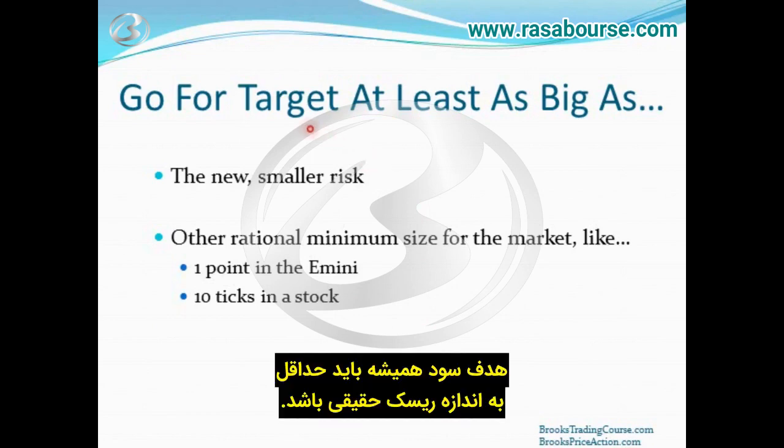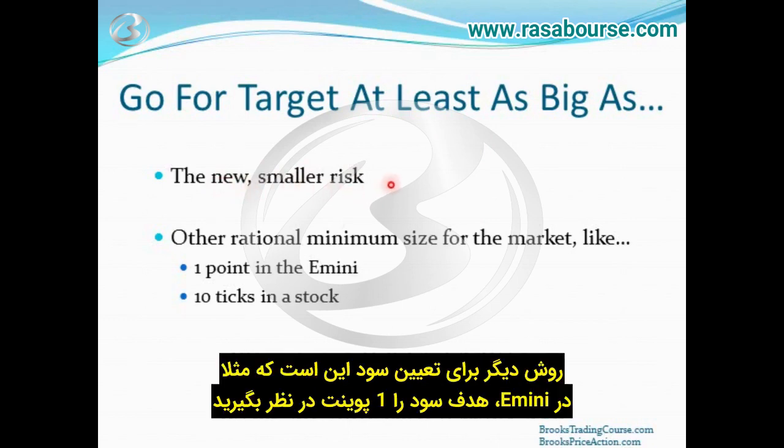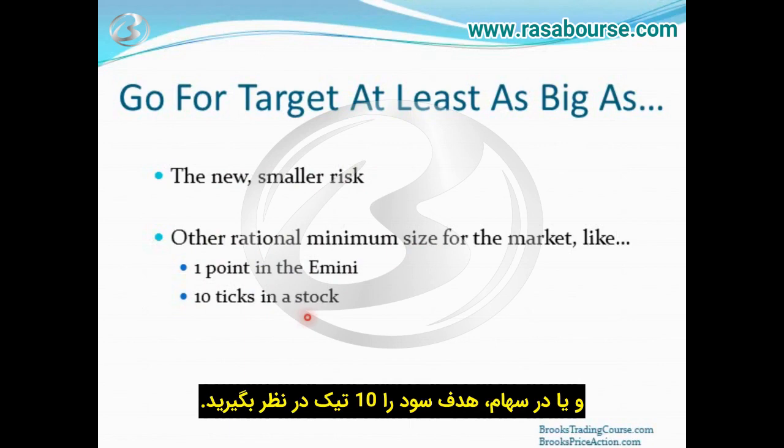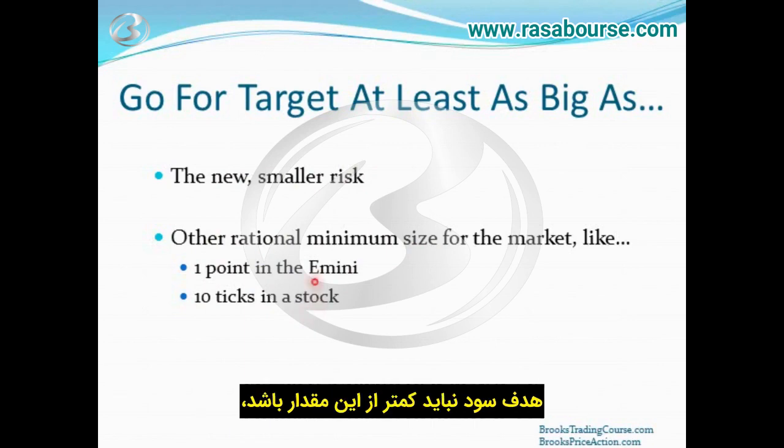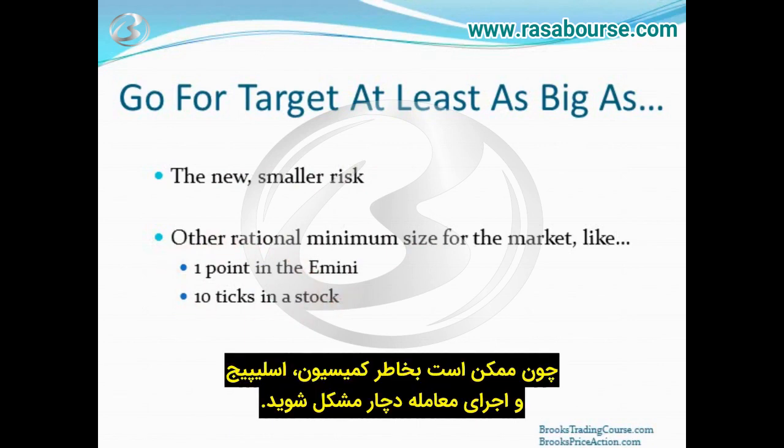You should always go for a target that is at least as big as the new smaller risk, your actual risk. Another rational minimum that you have to consider is maybe 1 point in the E-mini or 10 ticks in a stock. You don't want to go for targets less than that because commissions become a problem, and slippage and execution issues become a problem.